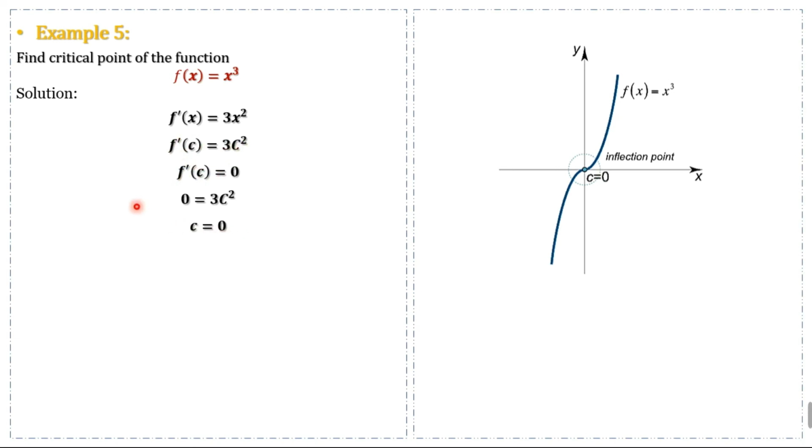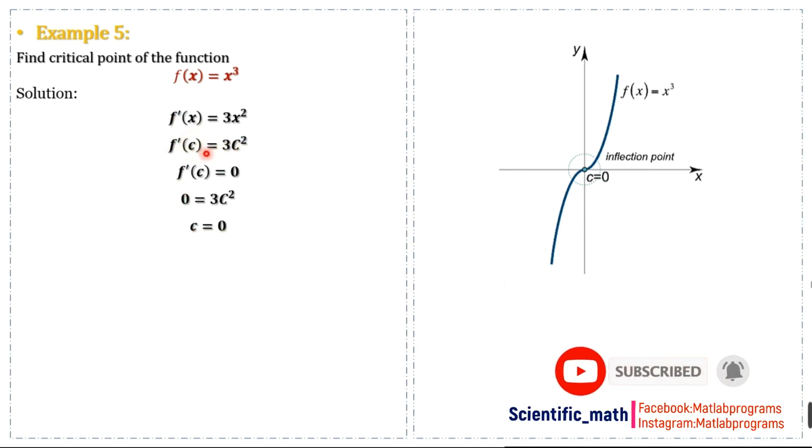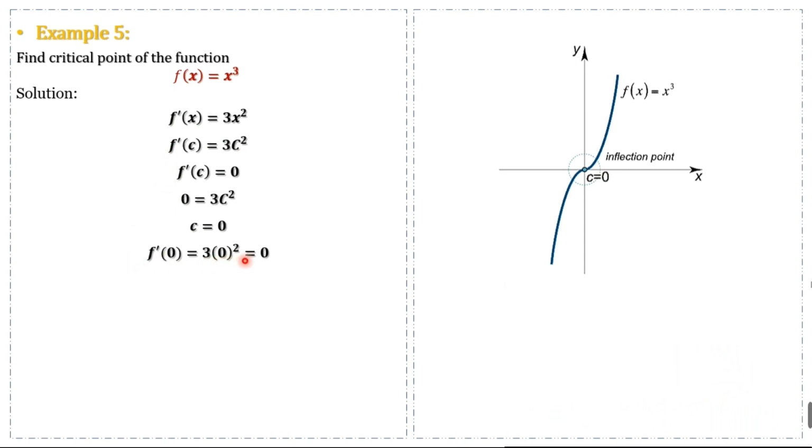So we get the value of c, that is c is equal to 0. Now we put this value in the derivative function f prime of c, that is 3c square. Okay, and we check whether the derivative is 0 or undefined. So after substituting the value c is equal to 0 in the derivative function, we get the derivative of the function at that point is 0.